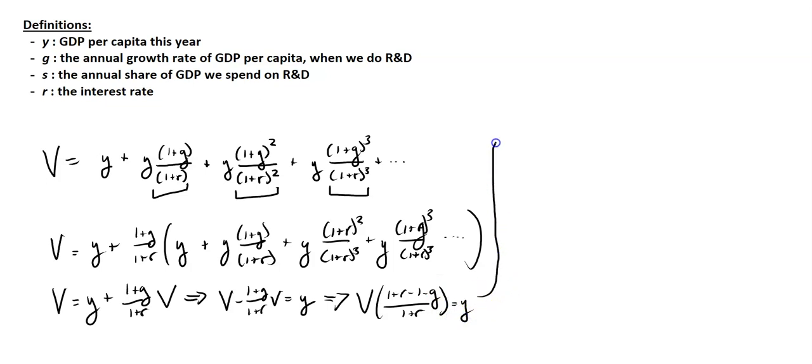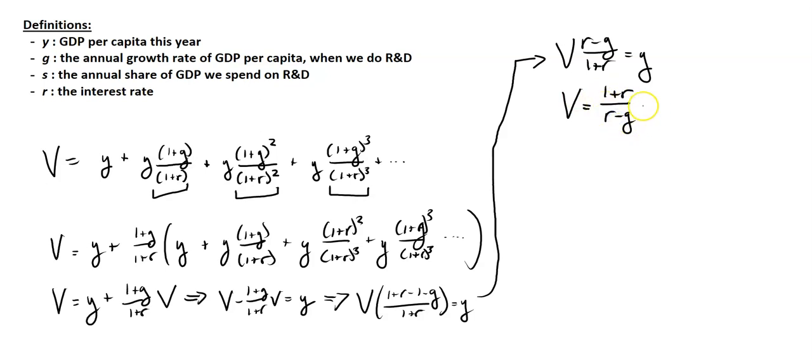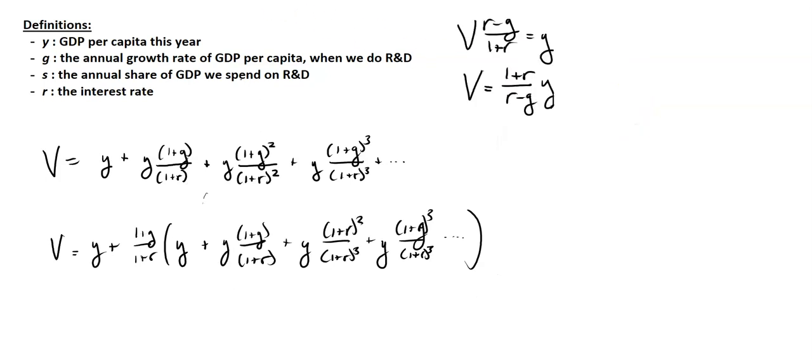And we've got sort of one of our first important results, which is that V times (R minus G) over (1+R) is equal to Y. And we can just multiply and divide both sides of this by the reciprocal basically, and we get V is equal to (1+R)/(R minus G) times Y. Okay, so the entire future stream of revenue can be expressed in this compact way as just (1+R), the interest rate, divided by (R minus G) times this year's GDP per capita. Tidy up the board and let's go again.